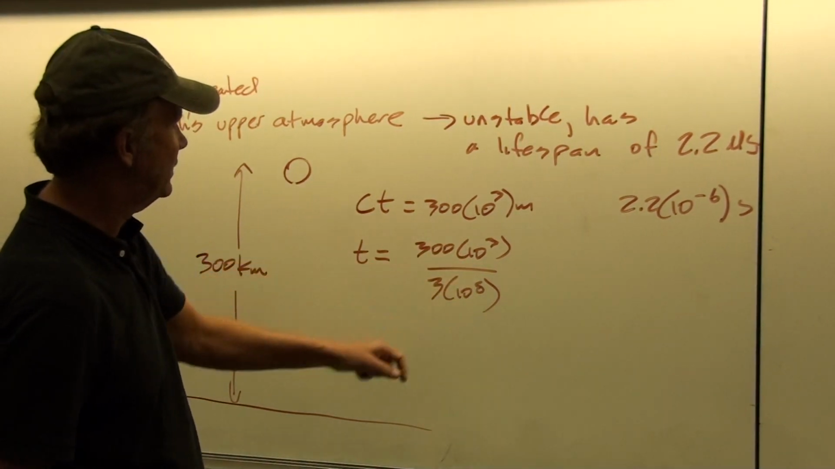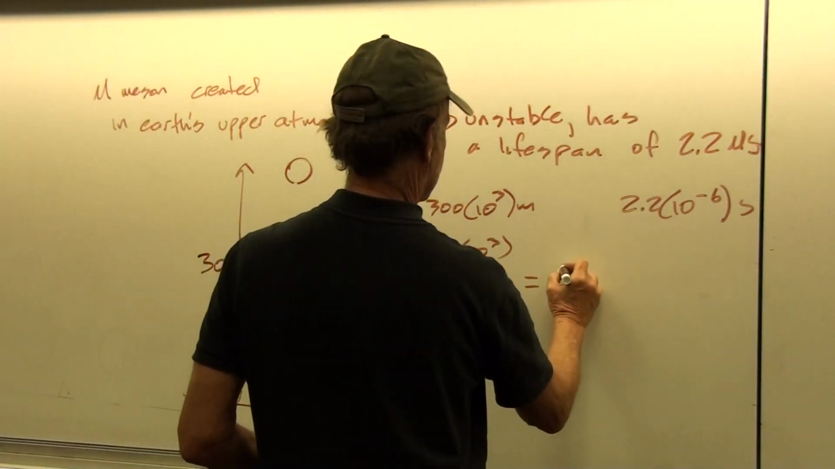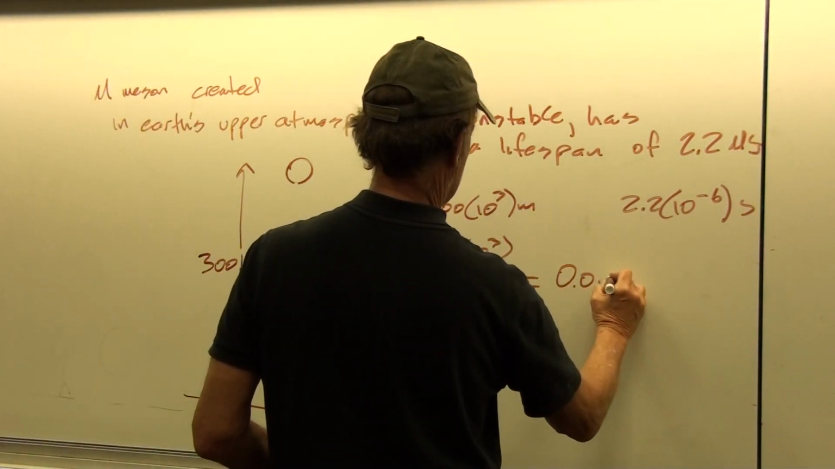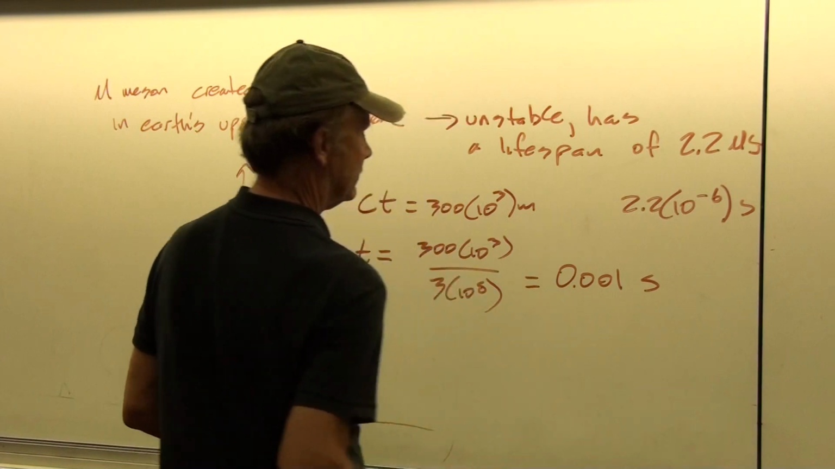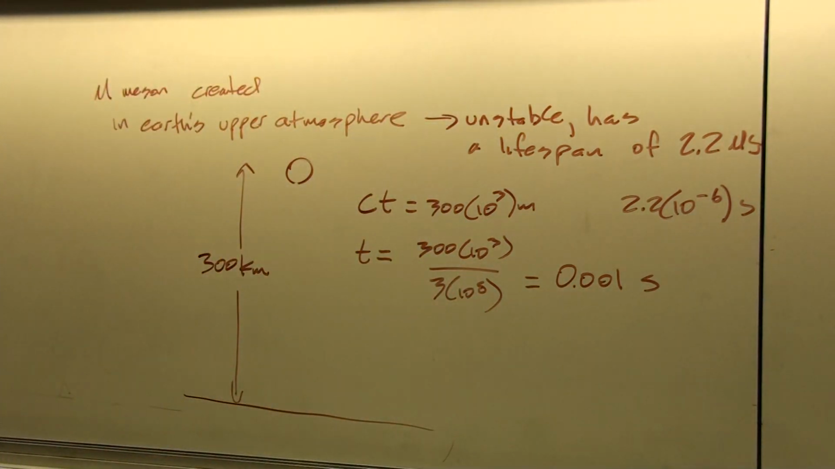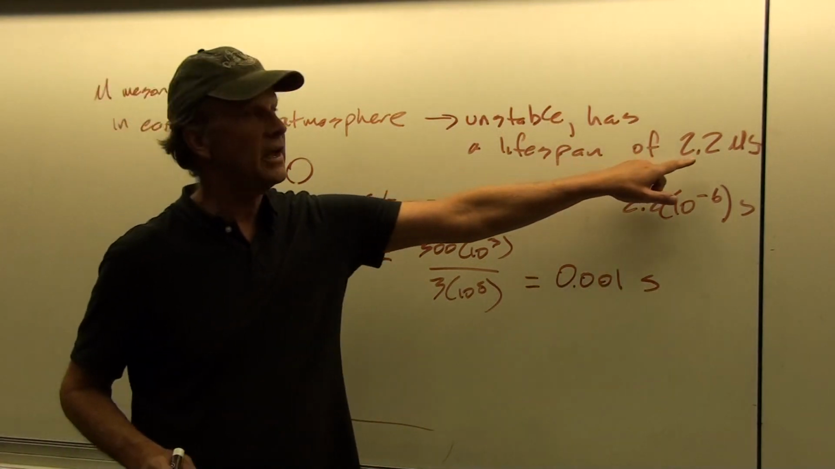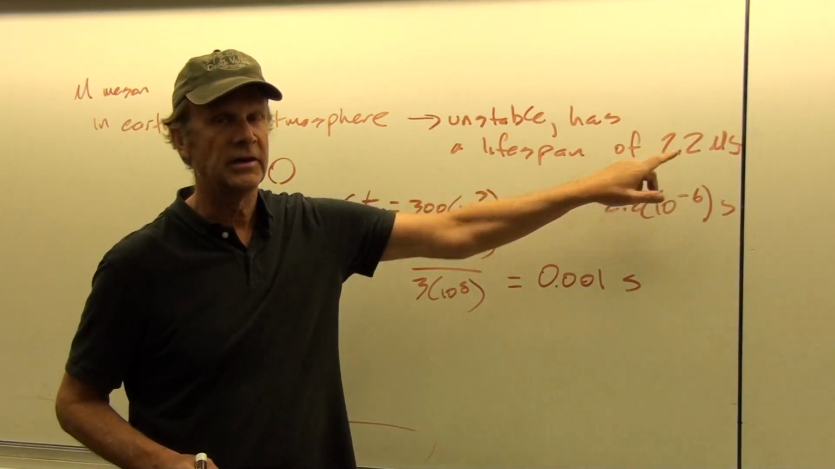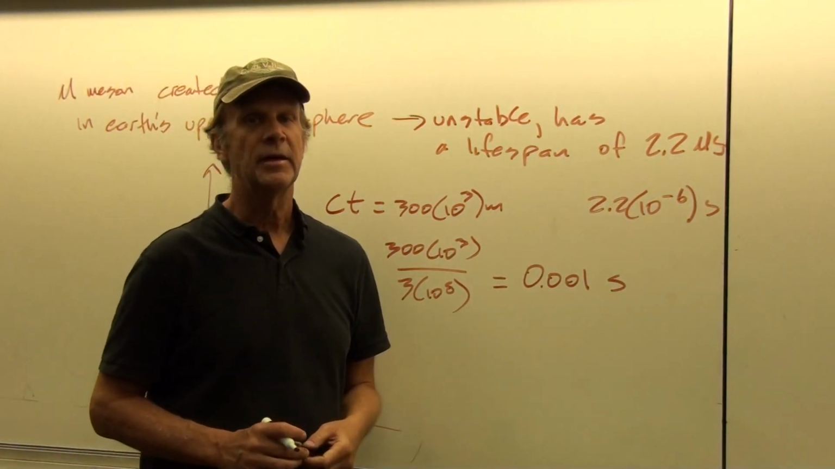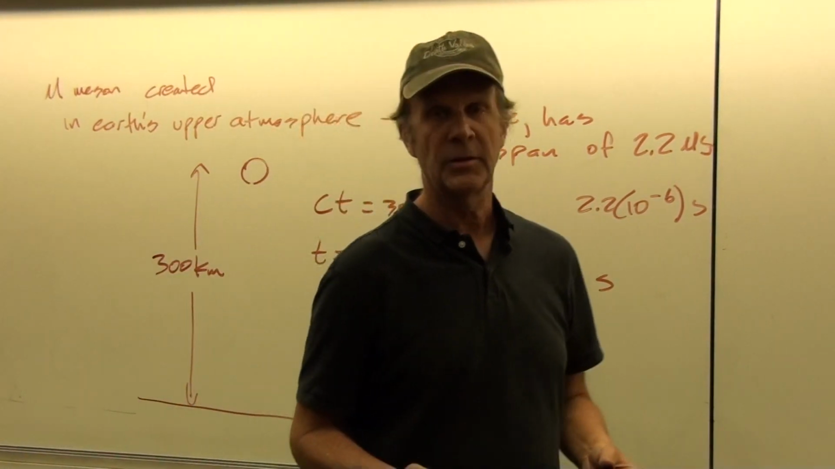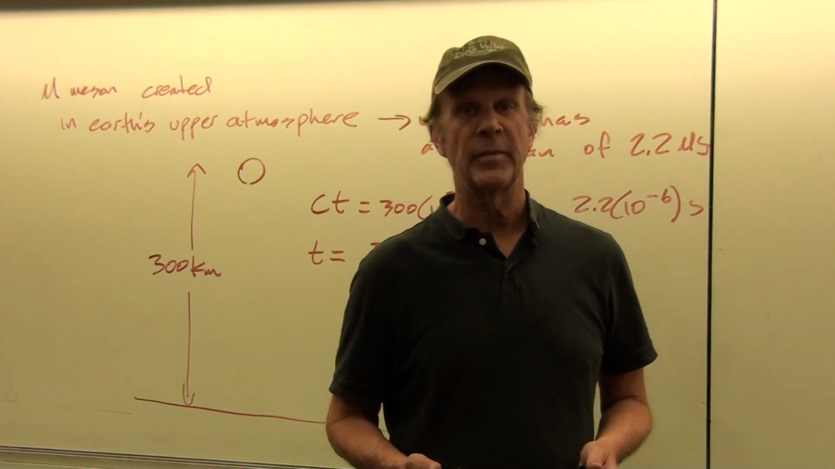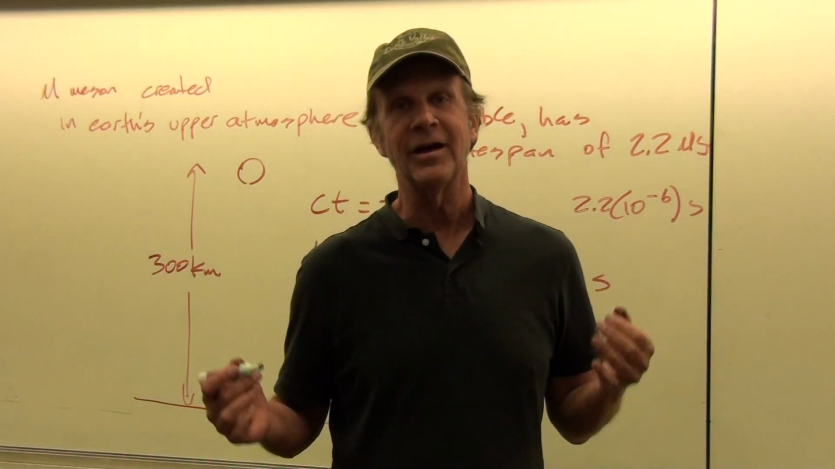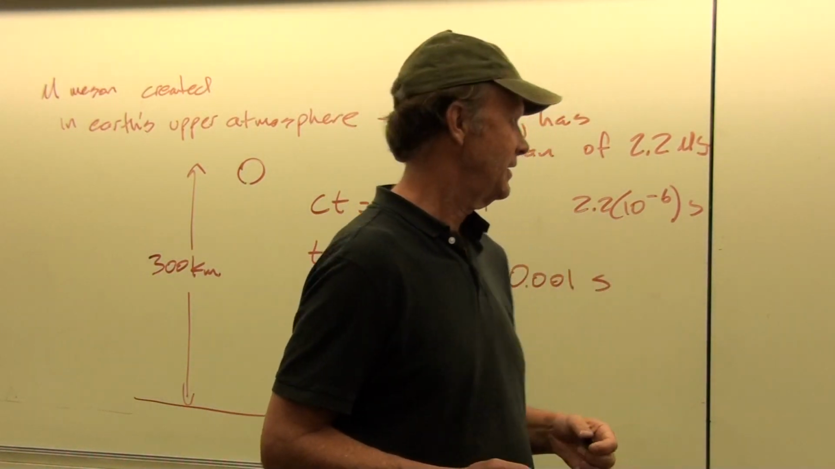Okay, so that's 10 to the 5 over 10 to the 8. So that's 0.001 seconds. Okay, so that's 1,000th of a second, or almost 1,000 times the lifespan of the mu meson. Okay, and so we would conclude from that that mu mesons that are produced in the Earth's upper atmosphere could never make it to the surface because they just don't live long enough to make it to the surface.